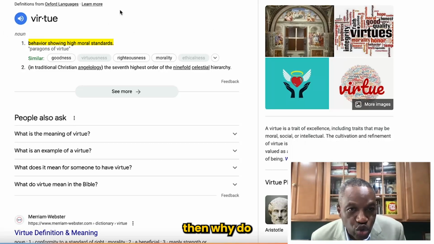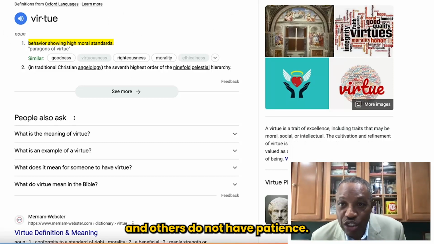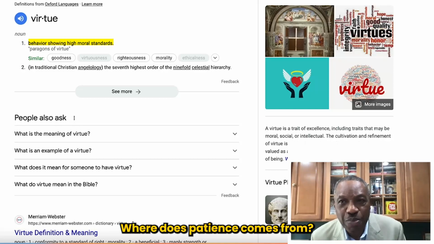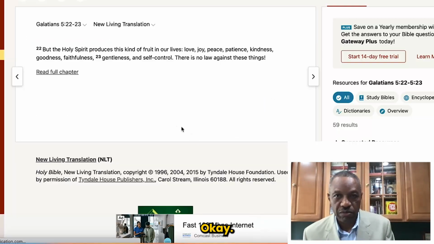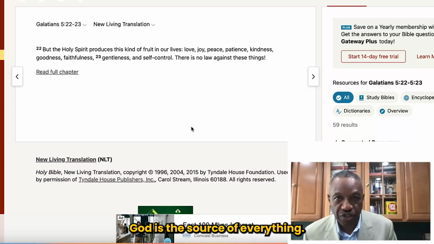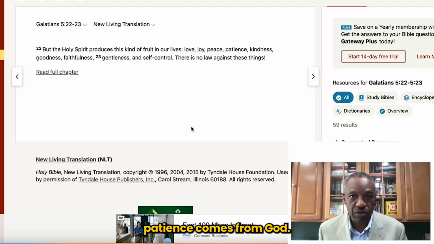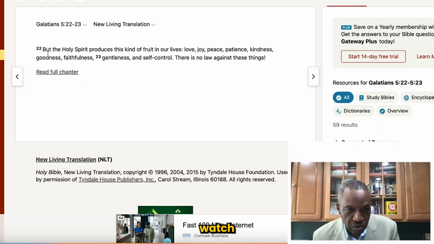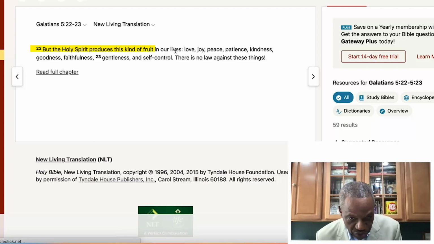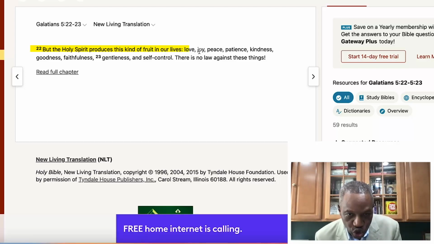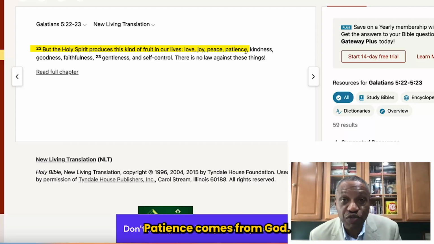Then why do certain people have patience and others do not have patience? Okay, where does patience come from? Let me show you where patience comes from. I often say to people, God is the source of everything. Patience comes from God. That's where it comes from. Okay, watch. But the Holy Spirit produces this kind of fruit in our lives: love, joy, peace, patience. Patience comes from God. That's where it comes from.